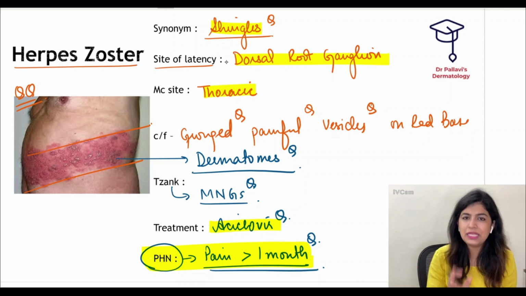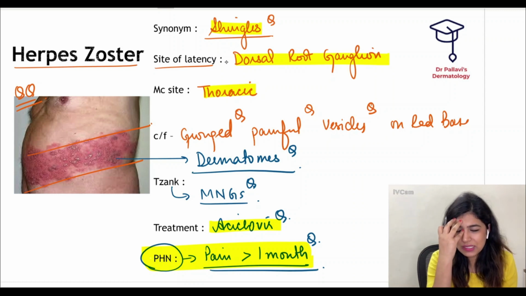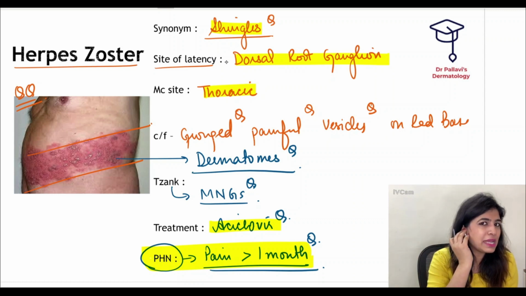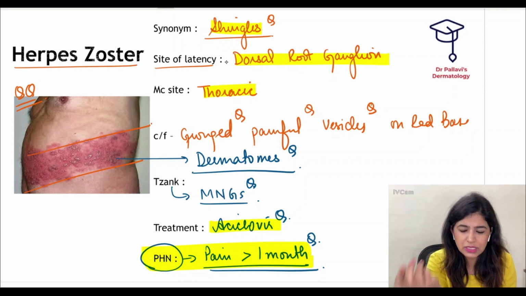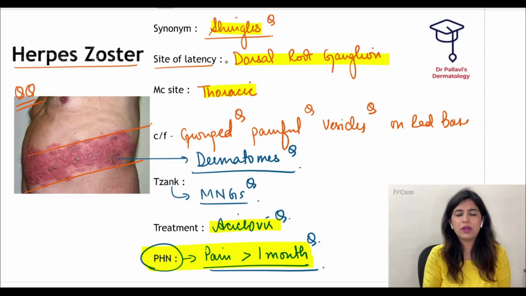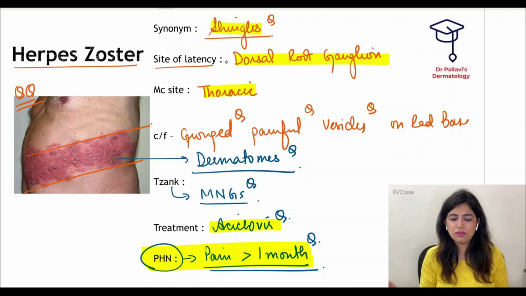Okay, so if you get any such image, if it is on the face in the ophthalmic area, it is Herpes Zoster ophthalmicus. If there are vesicles in the external auditory canal, it is Herpes Zoster oticus, which is the Ramsay-Hunt syndrome, or on the body, anywhere these linear vesicles.